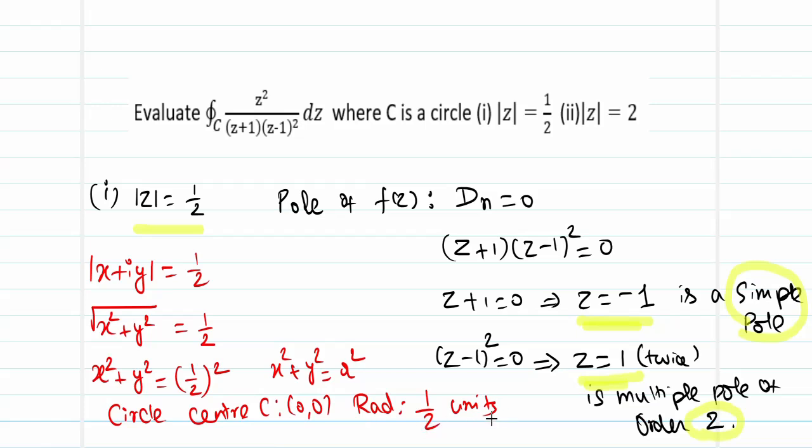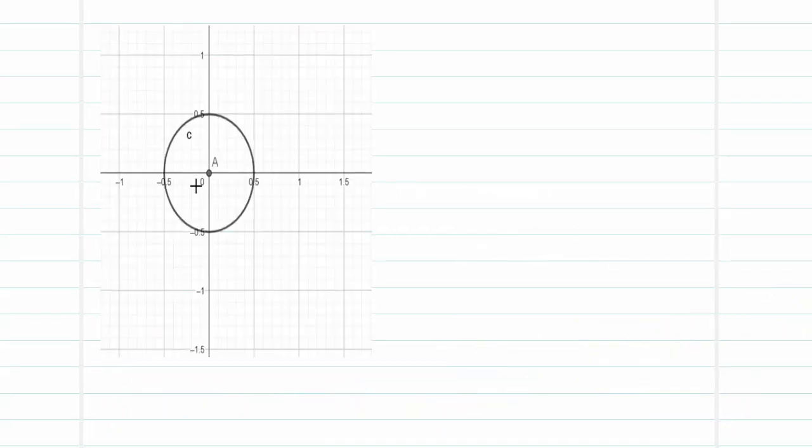The second step for the problem is to draw your boundary. So let us sketch the boundary. Circle with center 0, 0 and radius equal to half units. Let us draw this circle. After drawing the circle, step number 3.